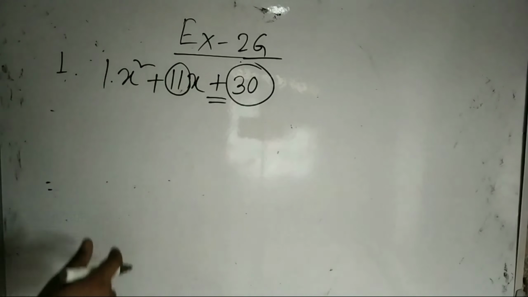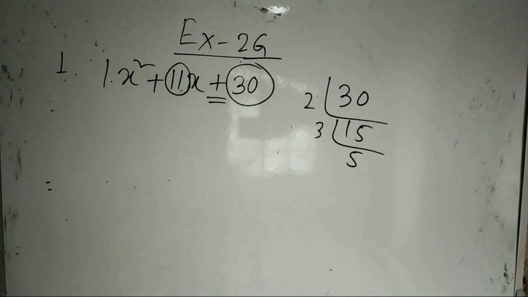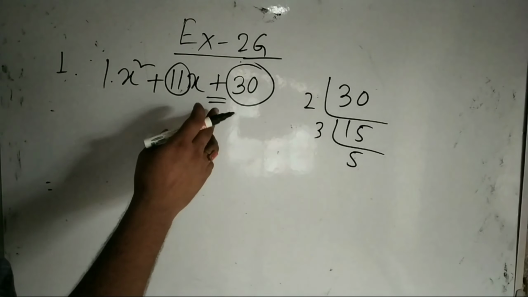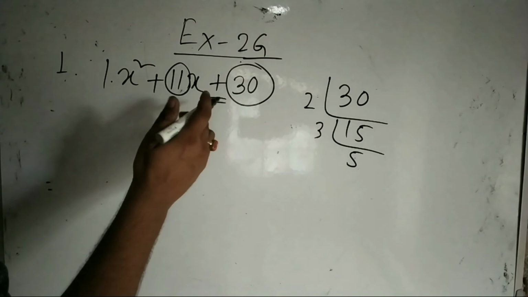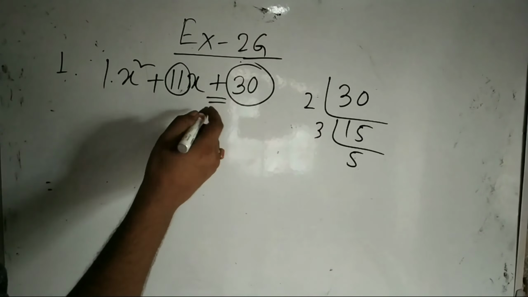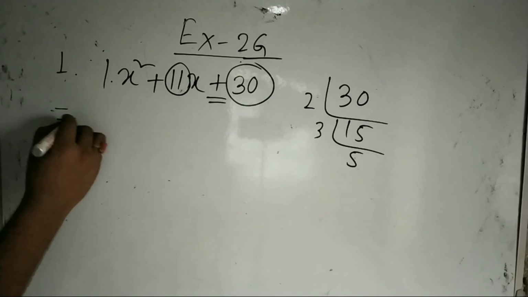Then you have to factorize this one: 2, 15, 3, 5. Look, this sign is plus. So what do you have to do? We have to combine these factors 2, 3 and 5 in such a way that if we sum them up, because here it is plus, the result is 11. Look, 3 2s are 6, 6 plus 5 gives you 11.